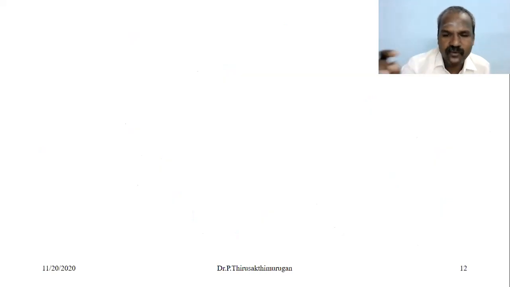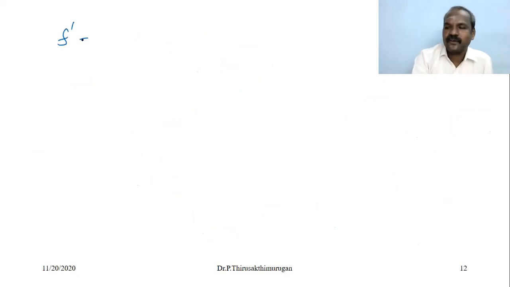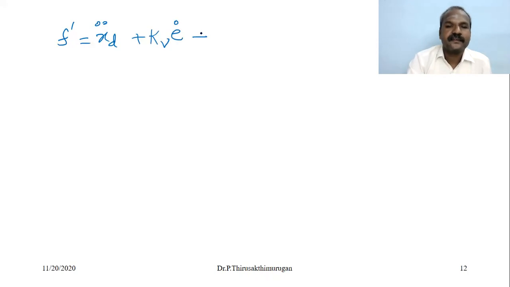A servo control law which will cause trajectory following is as follows. What is the trajectory following? F dash equal to xd double dot plus Kv E dot plus Kp E, right? See, you see the difference between this and the previous case. So this is the trajectory following control law.